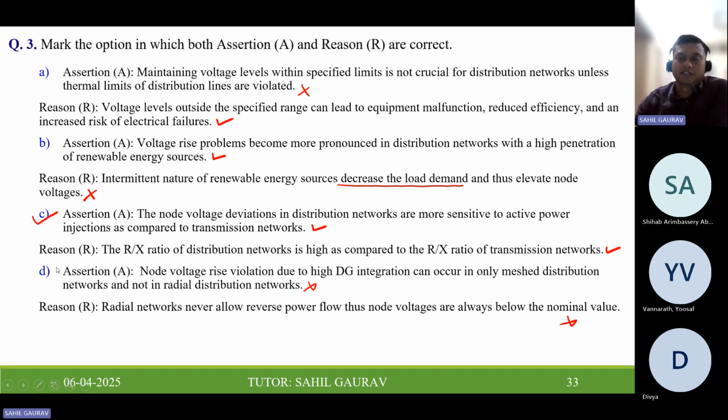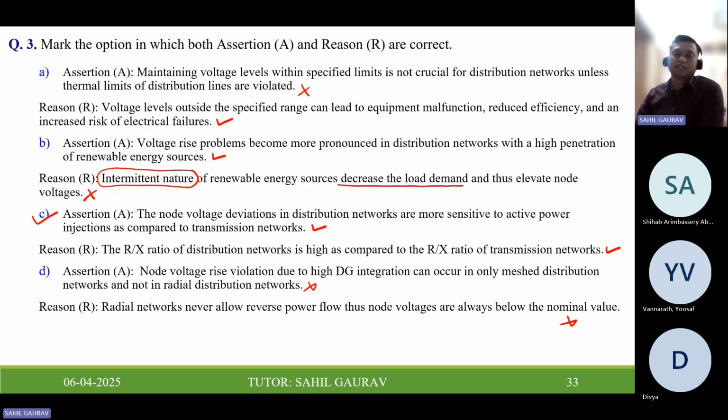I think here they are defining the intermittent nature. You are correct from your point of view, but what is the relation of intermittent nature to decreasing the load demand? Here they clearly wrote that due to power supply through renewables, they decrease the load demand. That statement may be correct. But here they wrote that the intermittent nature of renewable energy sources decreases the load demand. I think due to this also the statement became incorrect.